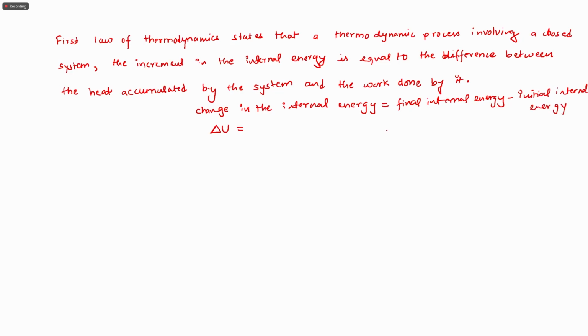Let's say final internal energy was U2 and initial internal energy was U1. And we know that change in internal energy is denoted by delta U. So your delta U, that is change in internal energy, is nothing but U2 minus U1. That is final minus initial. Then it states that the increment in internal energy, that is the change or increase in the internal energy, is equal to the difference between the heat accumulated by the system.